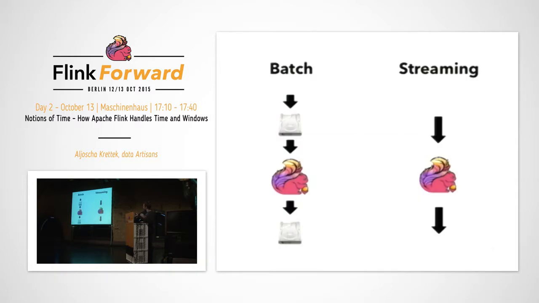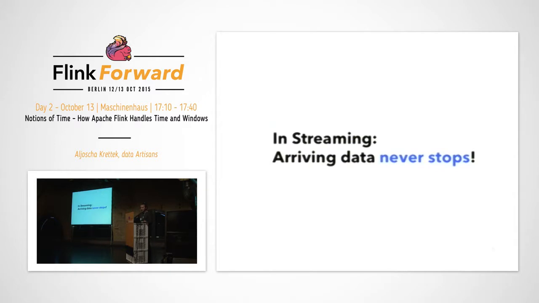So in batch, you have the data sitting on disk somewhere, the data is finished, no new data arrives, then you start a batch job on Flink, for example, then this produces some result, and then you're done. In streaming, you have data arriving continuously, you have your Flink job running continuously, and you have your results continuously. So the most important concept in streaming is data never stops, and you have to somehow deal with this.